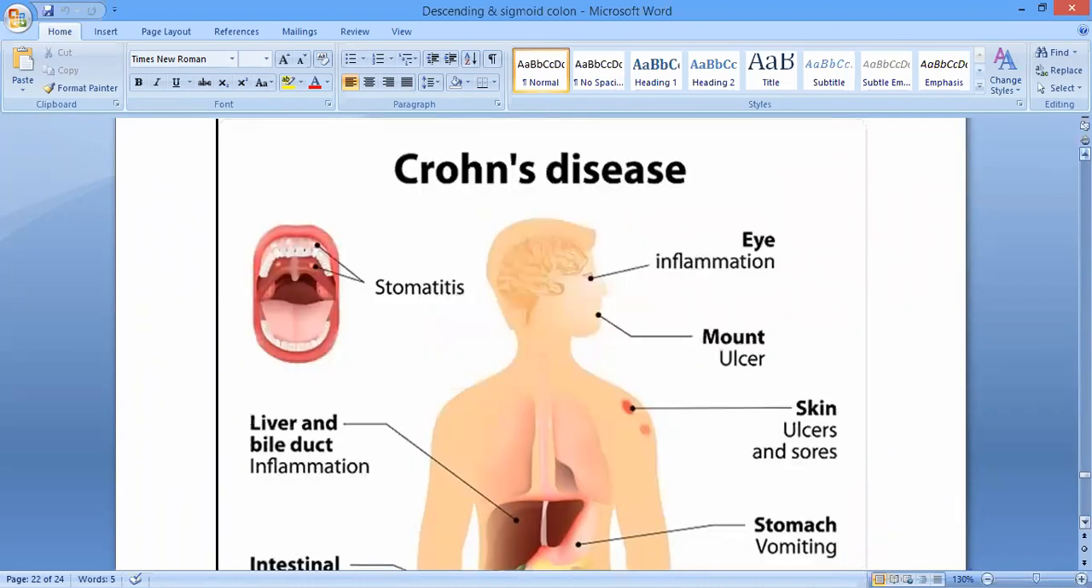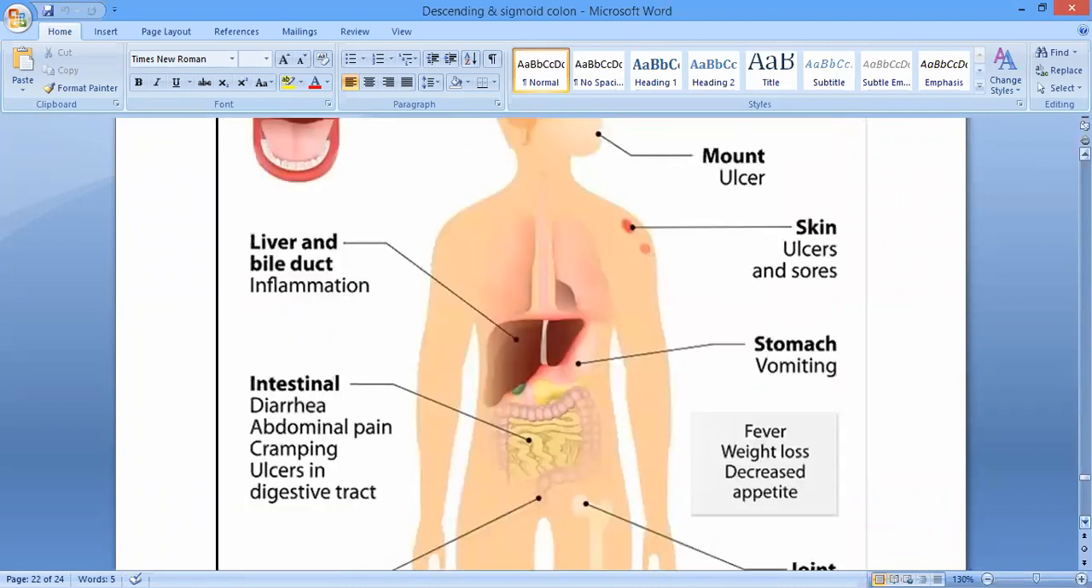Here you can see Crohn's disease. In Crohn's disease, we again have complaints like diarrhea, fatigue, weight loss, and malnutrition. Crohn's disease actually differs from ulcerative colitis because the patient comes with generalized conditions or generalized complaints.